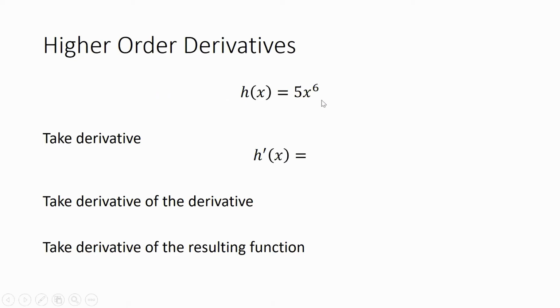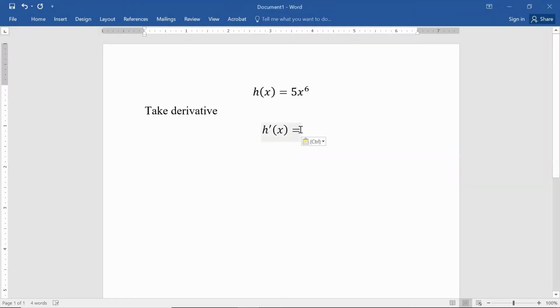So if we have a function, h of x equals 5x to the 6th, we can take the derivative of that function. Let's go ahead and take the derivative of this function, and then take the derivative of that function, and take the derivative of the resulting function. This is a basic power rule, so we can take 6 times 5 as the coefficient, and then x to the 5th is our exponent. So the derivative of h of x is 30x to the 5th.